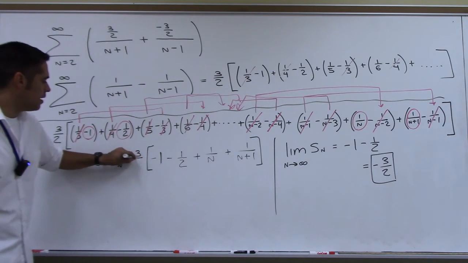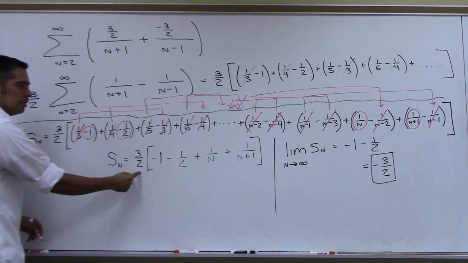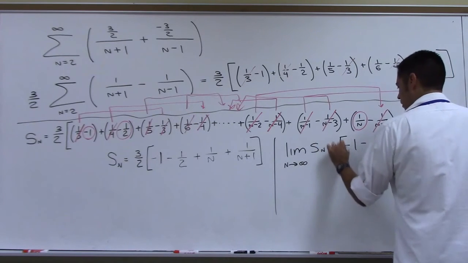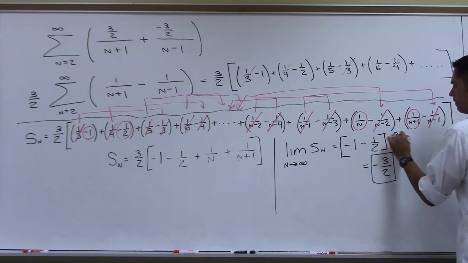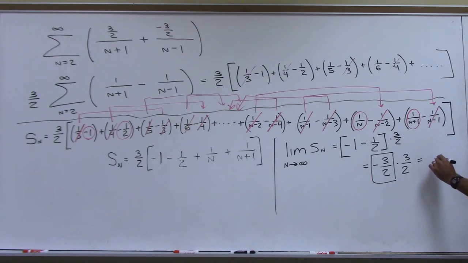I need 3 halves in front of that, right? This 3 halves right there, and that puts some 3 halves here. I'm going to tack it onto the back of this, which means, what's our answer? We're multiplying, right? Negative 9/4. Sorry about that.